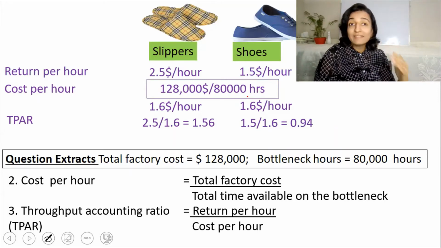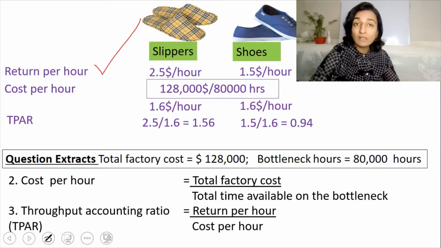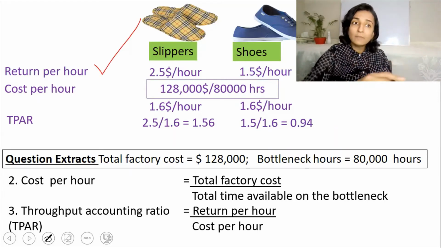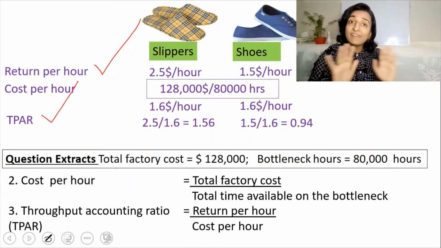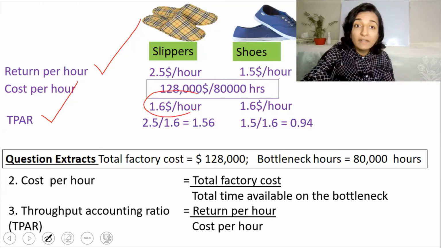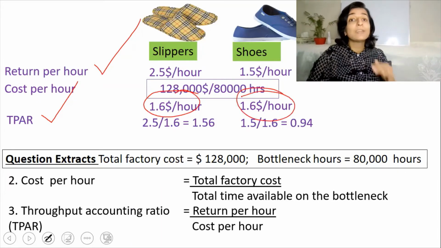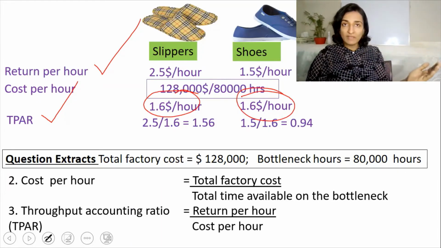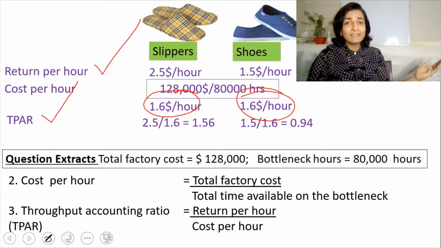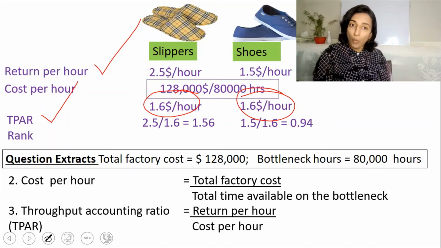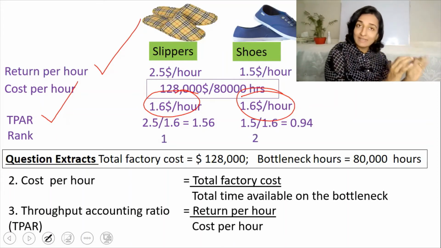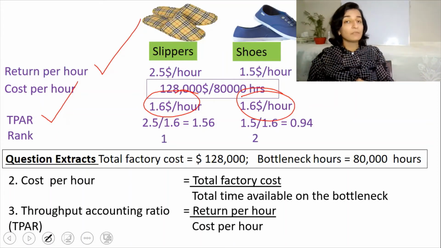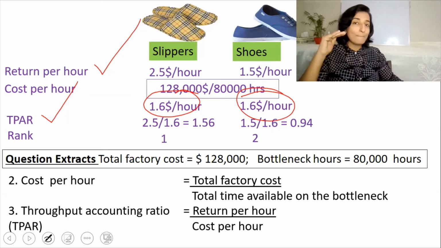Now, we had ranked the products based on the return per hour. We could rank the products based on TPAR also, because it will give the very same result as the denominator of both the products remains the same. So based on TPAR, what is the ranking that we have to give? Rank will be 1 for slipper and 2 for shoes. That is, we have to manufacture slippers first and then we have to manufacture shoes for maximizing the throughput contribution.